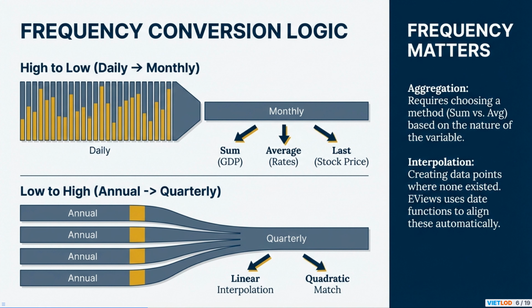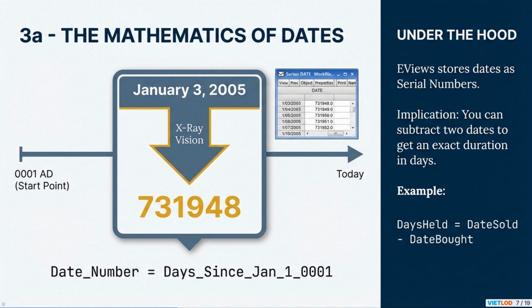Conversely, when converting from a low to a high frequency, such as annual data to quarterly data, we engage in interpolation. This process involves creating new data points where none existed before. EViews offers tools for this, such as linear interpolation, which assumes a straight line progression between known points, or more advanced methods like a quadratic match. The right-hand side of the slide summarizes these two concepts under frequency matters. Aggregation requires choosing a method like sum versus average based on the variable's inherent properties. Interpolation is about generating missing data, and EViews uses date functions to align these processes automatically, ensuring consistency in your time series.